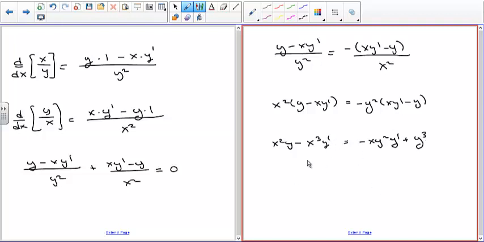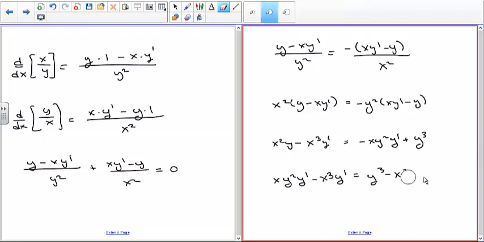Okay, so let's move the y prime stuff to this side, so this will become positive. So you get x y squared y prime minus x cubed y prime, and then we'll move this term to the right hand side, so you get y cubed minus x squared y. Okay, so this goes to the other side, so it becomes minus x squared y.